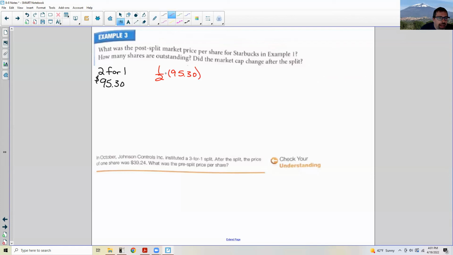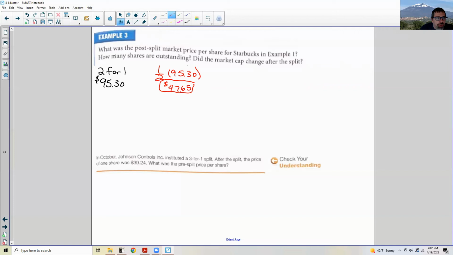So anyway, 1/2 times 95.30. If I divide by 2, 2 goes into 9 4 times, 2 goes into 15 7 times, with a remainder of 1. 2 goes into 13 6 times, with a remainder of 1, and 2 goes into 10 5 times. So it was 95.30, and now it's going to be 47.650. But we don't need that 0 because it's money. So now each share is $47.65. But I have twice as many of them, but the same dollar amount total.